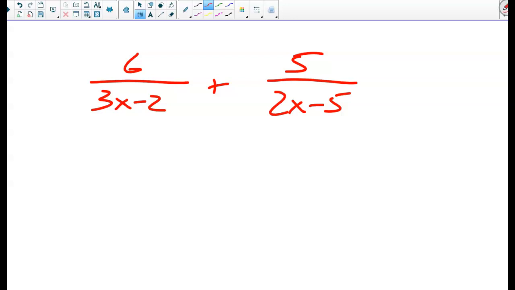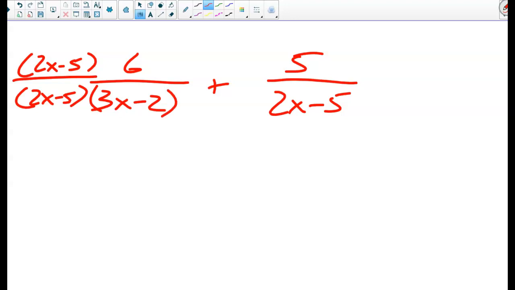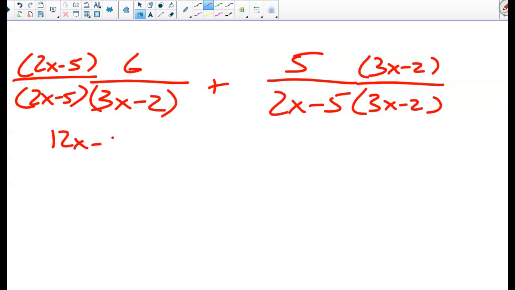All right, so we're going to have an example where there's an uncommon denominator, and it's a binomial. We're literally going to take this binomial, that's the denominator on the right side, and multiply it as a form of 1 on the left side. Then I'm going to take this denominator here on the left side and multiply it as a form of 1 on the right side. So when I distribute up top, I get 12x minus 30.